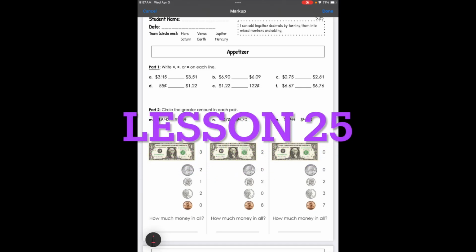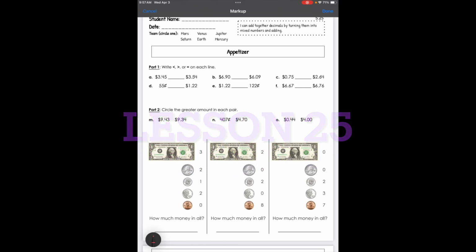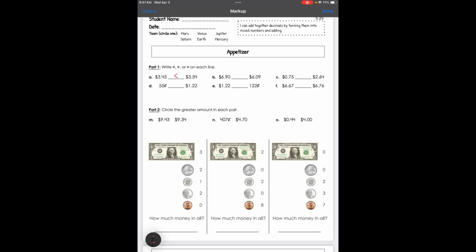Welcome to lesson 25. Go ahead and complete this first page of your math menu. All right, let's go ahead and move on to main dish part 1.